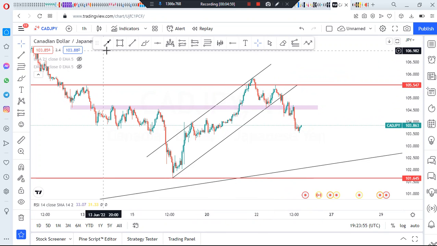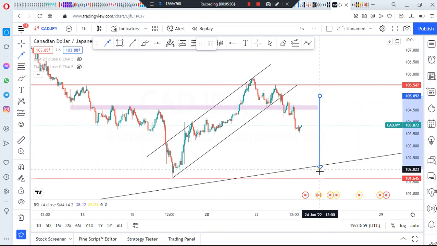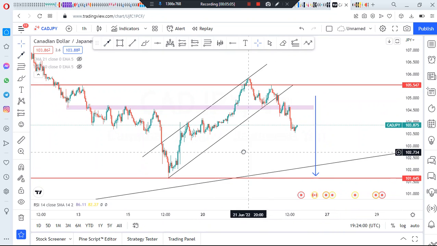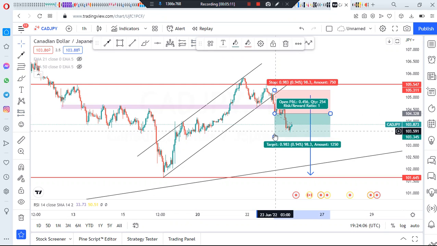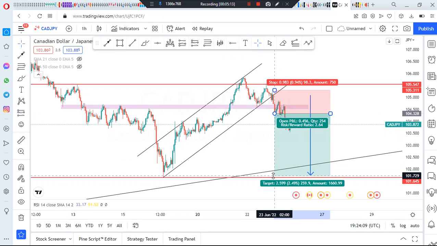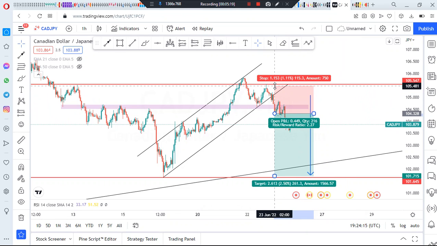I'm looking for selling positions, that is, to the downside. This is what we are looking for. So I placed my first trade around this area. This is my final target. Then my stop loss will be around here.